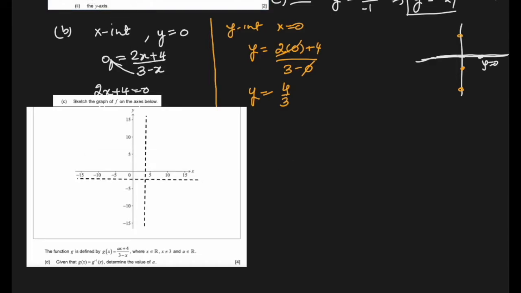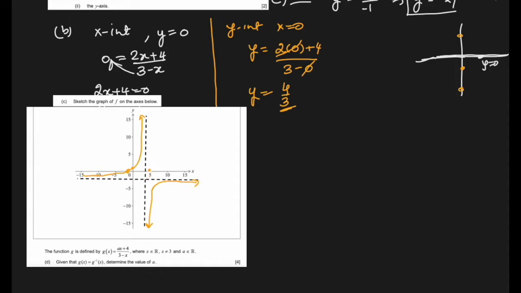Then our x-intercept was minus 2, which is somewhere here. And the y-intercept is 4 over 3, which is 1.33, somewhere here. If we join these two, this is how the graph will look. The second part of the graph cannot be here because it will be 2 y's for 1 x, and it cannot be here. It will be again 2 y's for 1 x. So obviously the second part will be here.